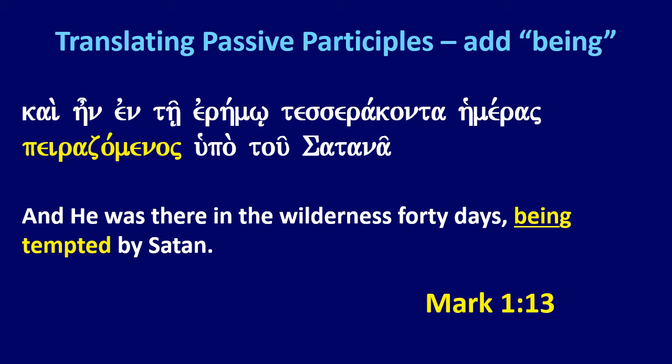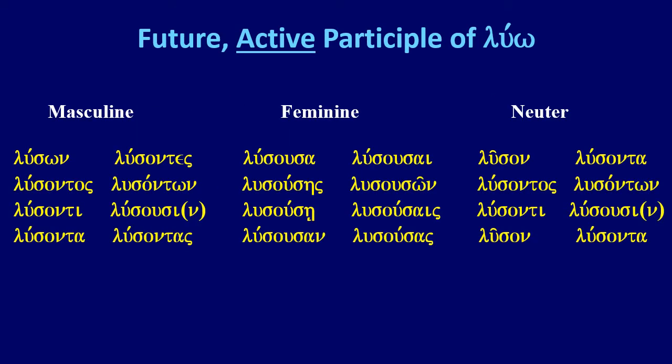If you didn't add being to tempted in your translation, people might think that it's actually like an aorist indicative of peirazo, but it's not. It's a participle form and it's passive. So with passive voice participles, you're usually going to want to supply the word being with your translation. So we've seen so far the inflected forms for the present active, middle and passive participles.